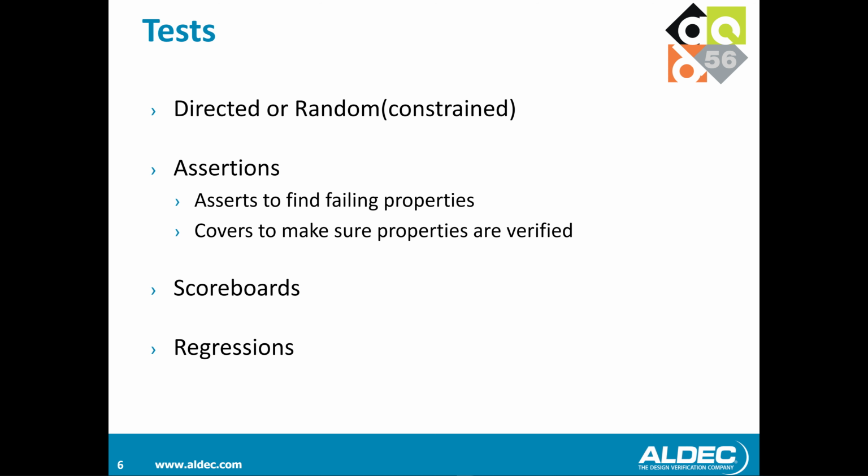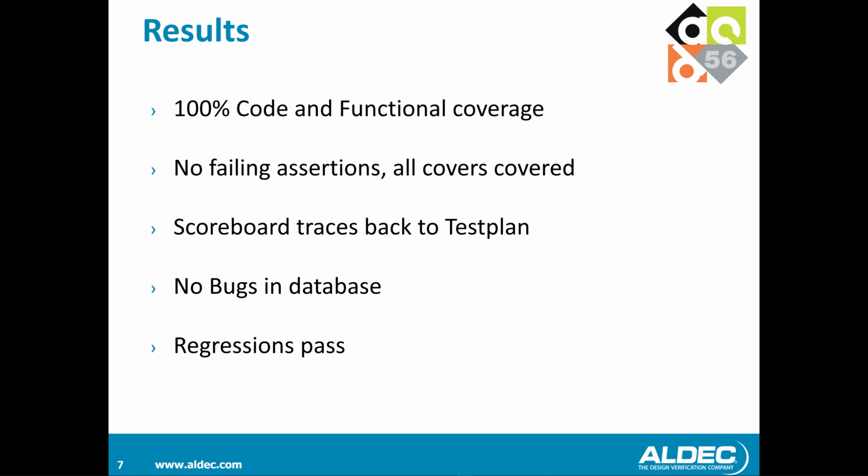There can be assertions, which are only supported in SystemVerilog and UVM. Assertions find failing properties, and covers make sure properties were verified thoroughly. There can also be a scoreboard, and a layered testbench structure as part of SystemVerilog and UVM, through which you can make sure that the verification was completed. It uses object-oriented programming concepts, and there are generator, driver, monitor, scoreboard, and regression testing, everything is there. When we achieve 100% code and functional coverage, we can say the verification has been thorough.